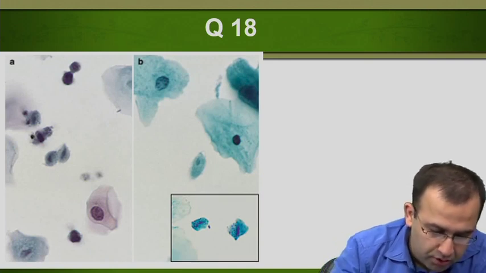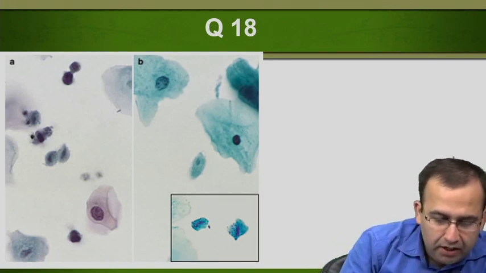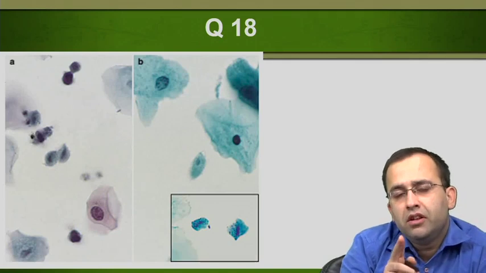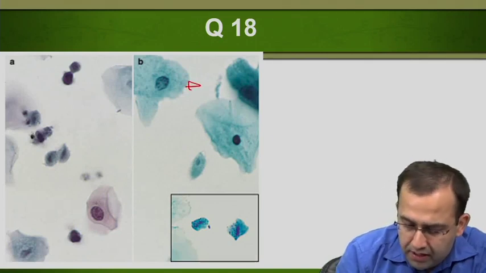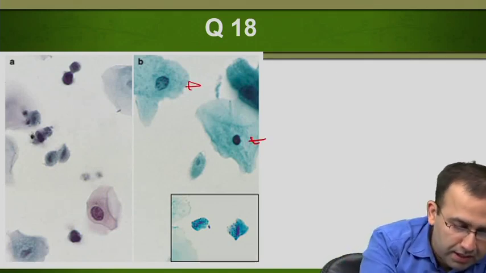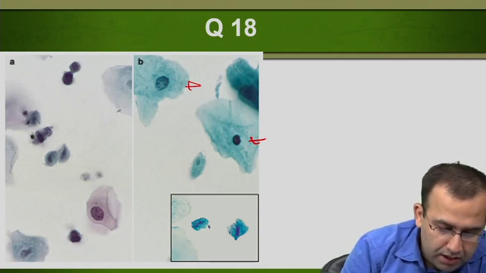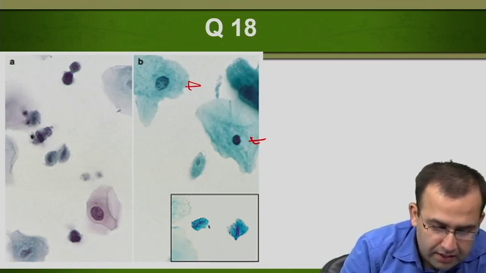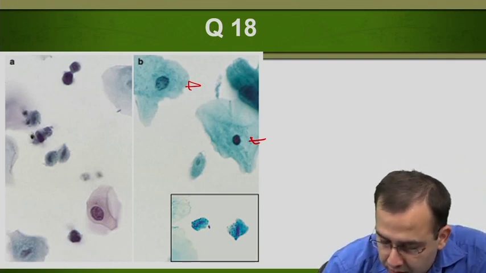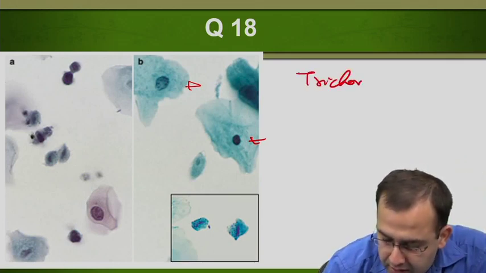Intermediate cells, coilocytes, CIN, the cervical intraepithelial neoplasia, the nuclear features should be abnormal. These are normal nucleus, normal squamous cells. Clue cells, no. Trichomoniasis. This is the classical.